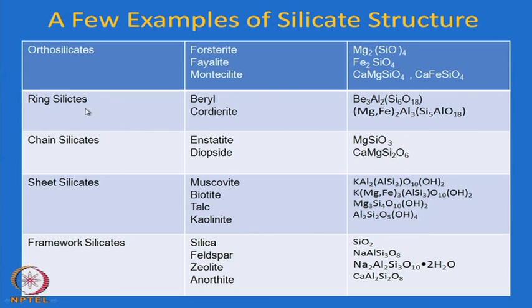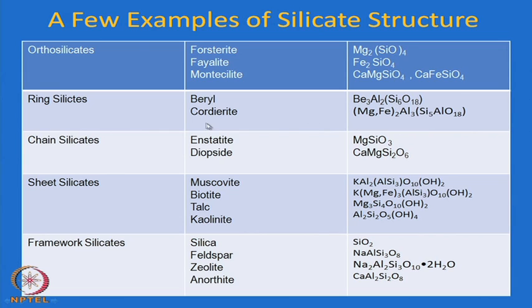Ring silicates. The example is beryl, that is again the mineralogical name, and the formula is beryllium aluminum silicate. Beryllium aluminum silicate has a 6-member ring, because you have Si6O18. So, it is a 6-member ring, and beryl is a very important group of the 6-member ring family of silicates.